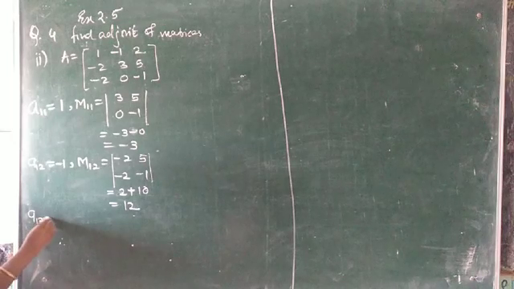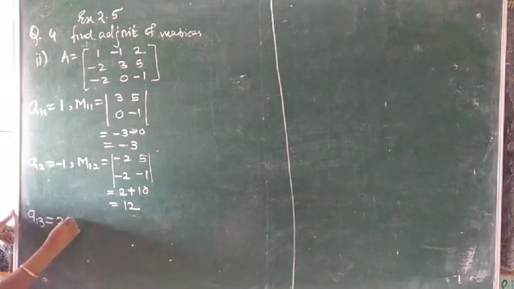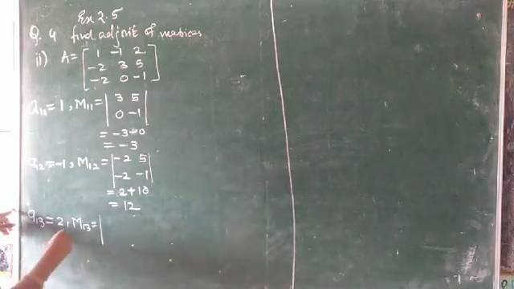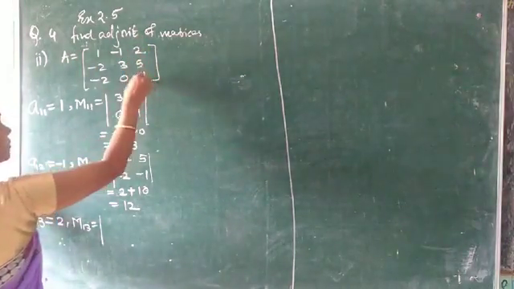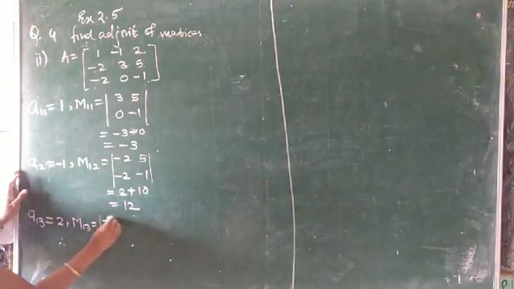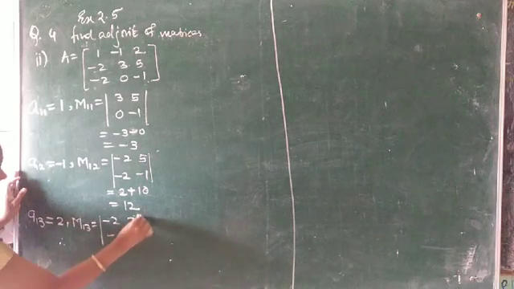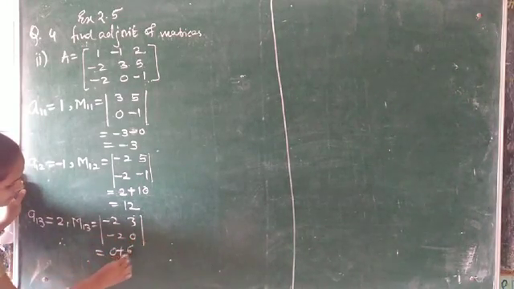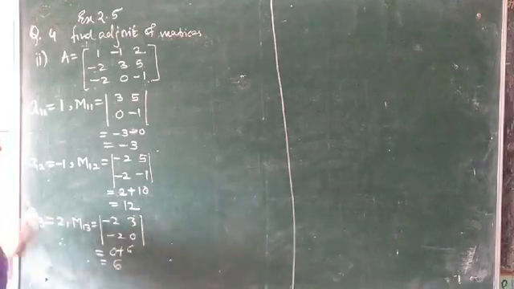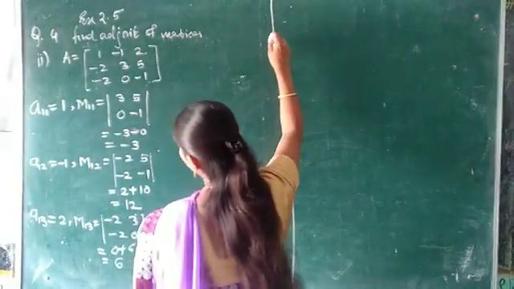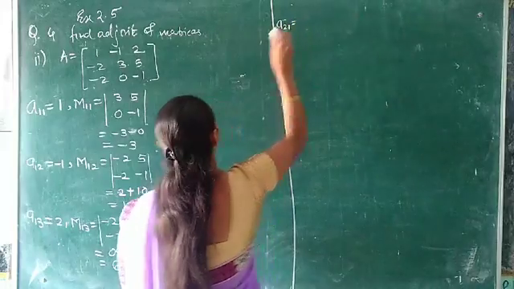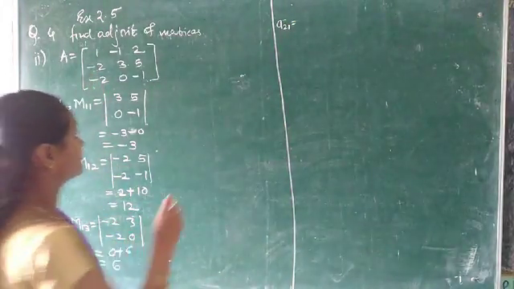Next, A13 is equal to 2. Then M13 is equal to. Now we delete first row, third column. Minus 2, 3, minus 2, 0. Minus 2 into 0, 0. Minus minus plus 6. Now next, A21 is minus 2.